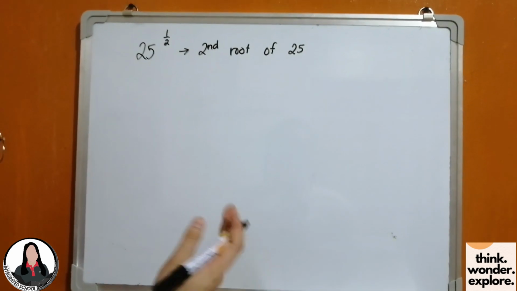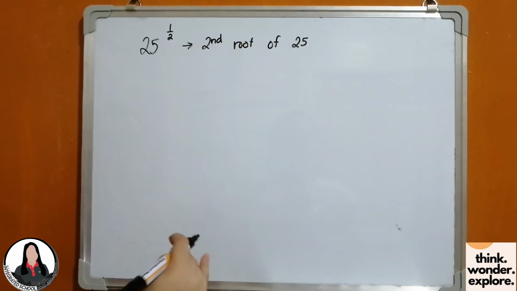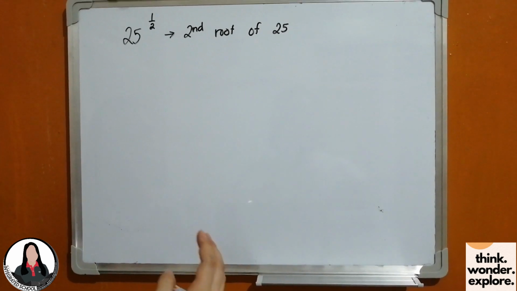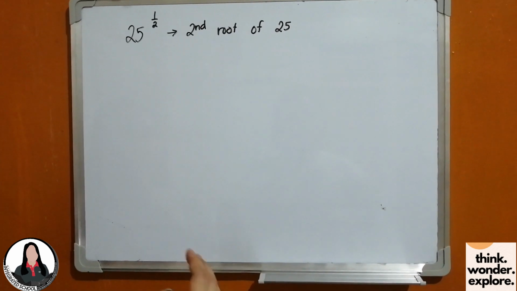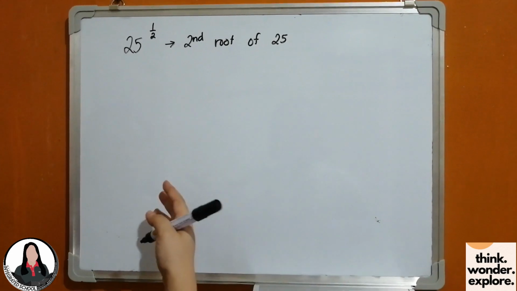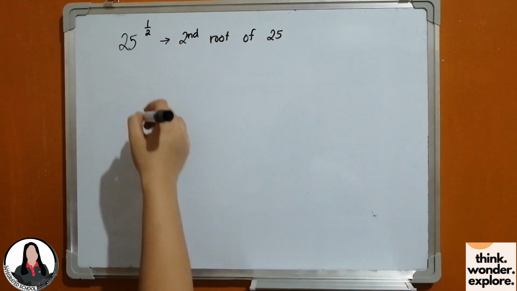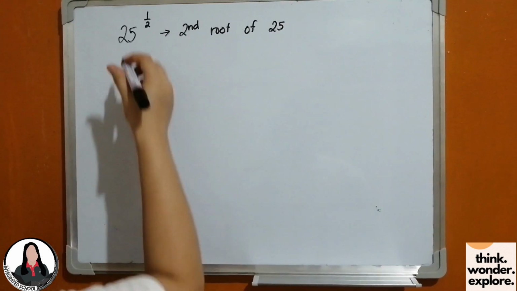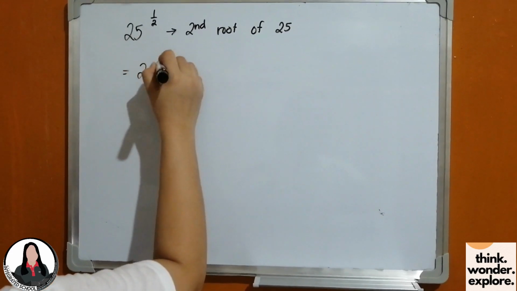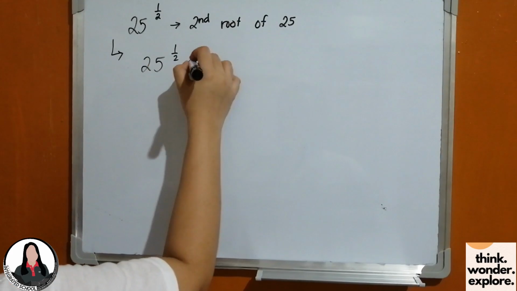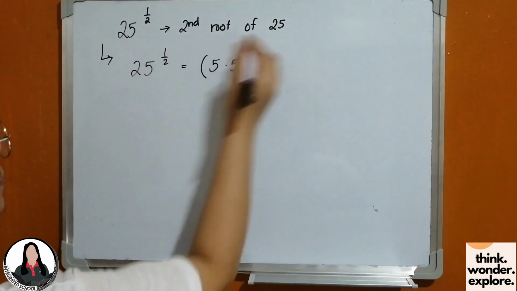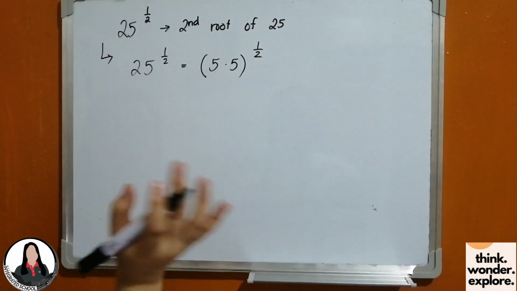Or sa madaling salita, we are looking for one of the two equal factors of 25. So, sa madaling salita, we are trying to find a number that when you multiply it by itself, ang sagot ay 25. So, in this case, pwede nating ma-infer na 25 has 5 as its two equal factors. So, pwede natin itong isulat as 25 raised to 1/2 is equivalent to 5. Kasi when we multiply 5 by itself, we get 25. So, this is still equivalent.